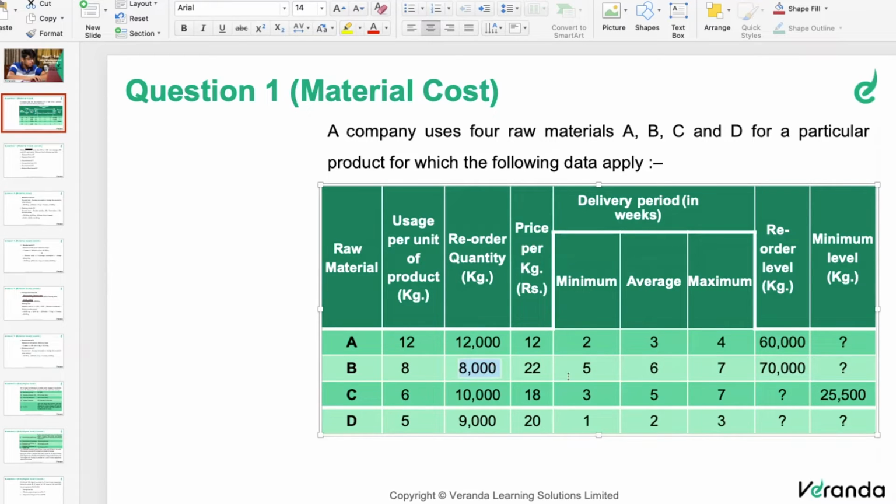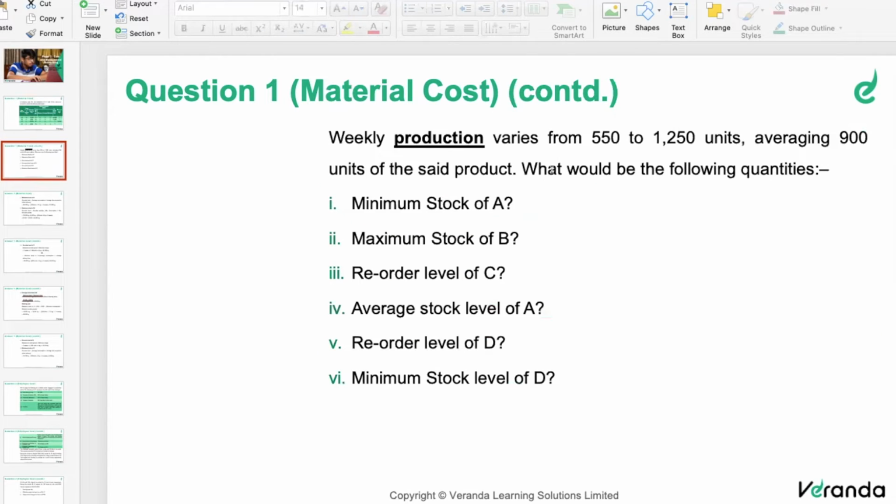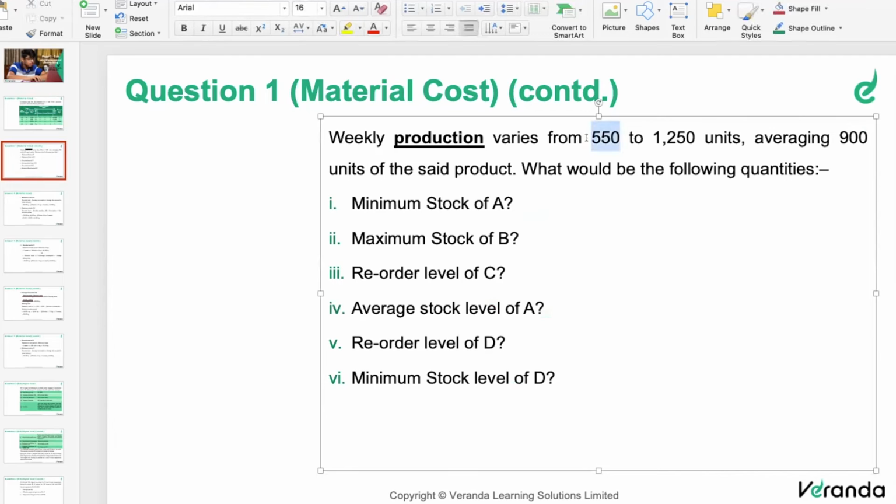First, minimum lead time, how many weeks? 5. Minimum lead time is available. Minimum usage alone you have to compute. To produce one product, how many kgs of B do you need? 8 kgs. How much is the minimum production? 550.